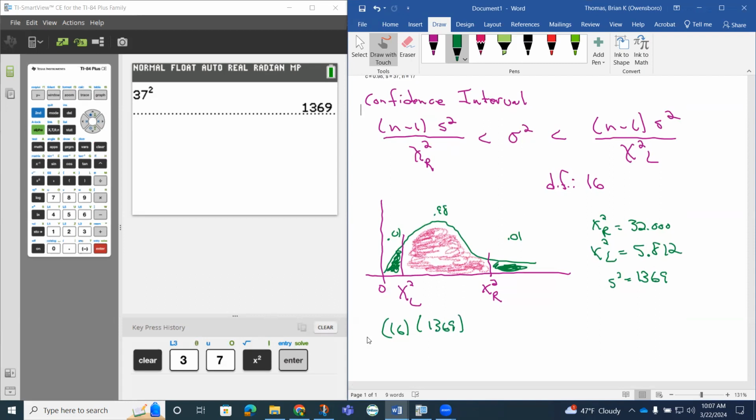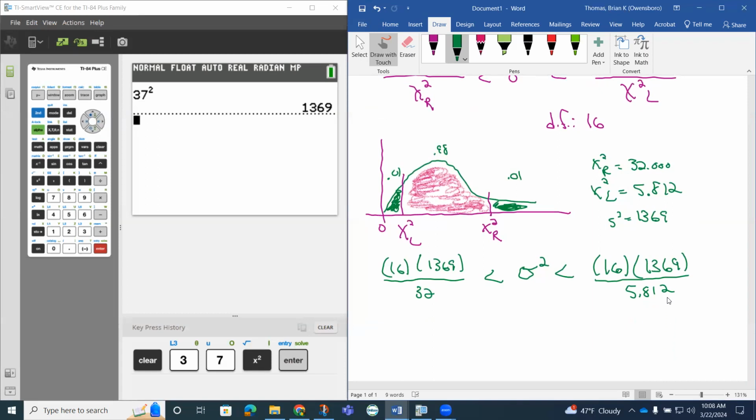Then if I divide it by chi-squared R, which is the 32, then you're going to have less than, and then your population variance is going to be here. And then over here, you're going to have your degrees of freedom, the 16. And then this is, again, your sample variance. If you watch my videos, I apologize. I still keep saying those wrong. But yes, we know what they are. Sometimes we mispronounce ourselves. And then notice how we need our chi-squared L critical value here. 5.812 goes into that spot.